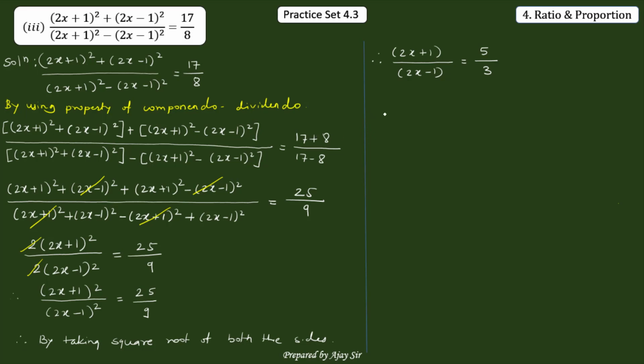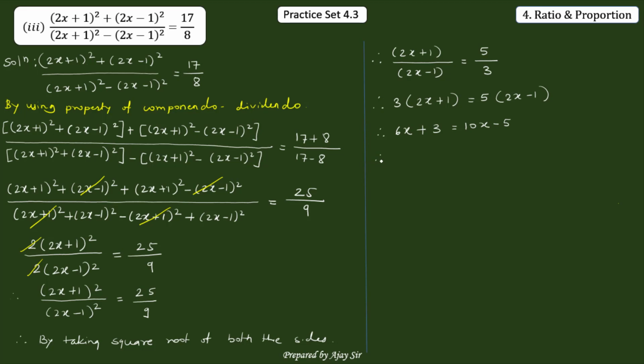Now you can simply cross multiply these terms. Cross multiply 5 into 2x minus 1, and 3 into 2x plus 1. You have to multiply inside: 3 into 2x is 6x, and 3 into 1 is plus 3. 5 into the first term is 10x, and 5 into the second term is minus 5.